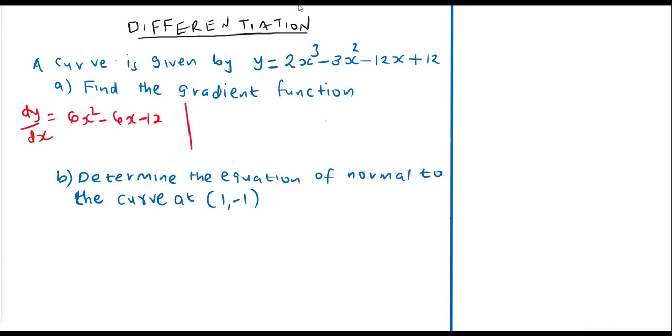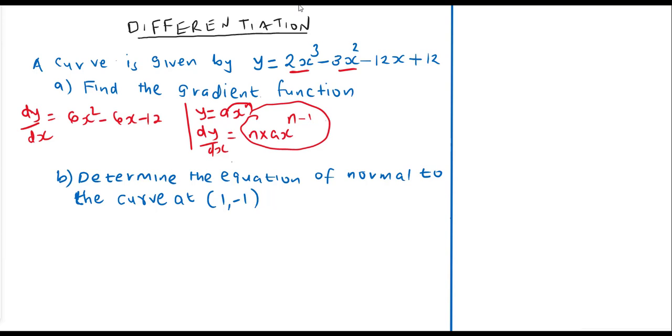In general, if we have the function y equals ax to the power of n, finding dy/dx of this function will be n multiplied by ax to the power of n minus 1. The power of n reduces by 1. So that is the general rule for differentiating equations or functions. And in this case, because this involves different elements, we are going to differentiate each element separately.